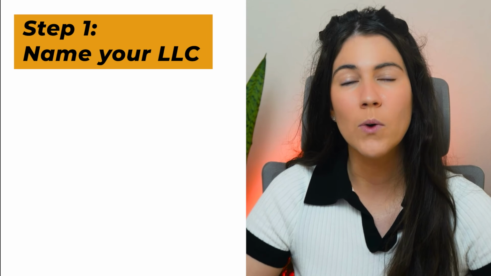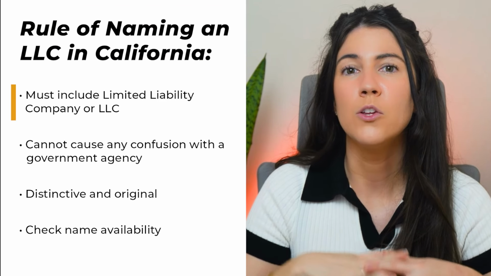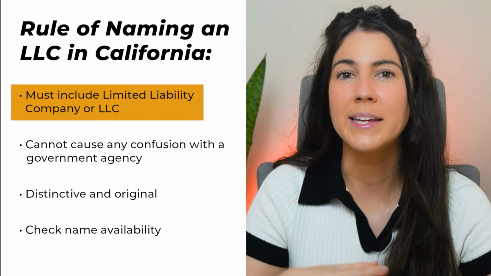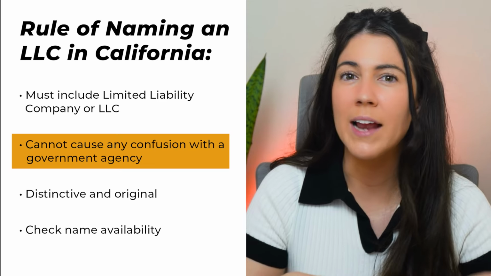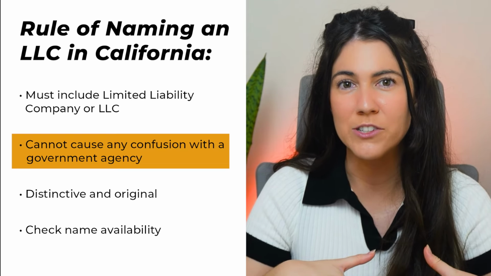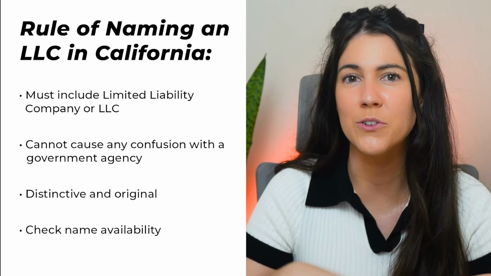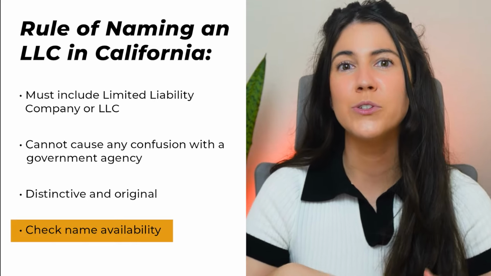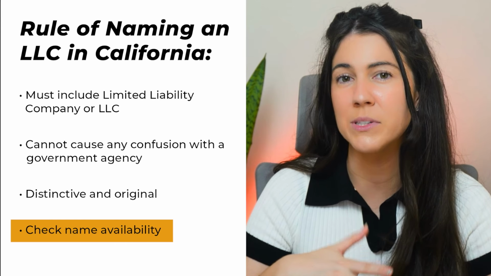So step 1 is to name your LLC. There are some rules when it comes to naming your LLC in the state of California. You must have limited liability company in the name, or LLC. Whatever name you choose also cannot cause any confusion with a government agency. This makes a lot of sense, and the name must be distinctive and original. If you want to do a free name search, you can use the link down below and you'll be able to check whether or not that name is available.